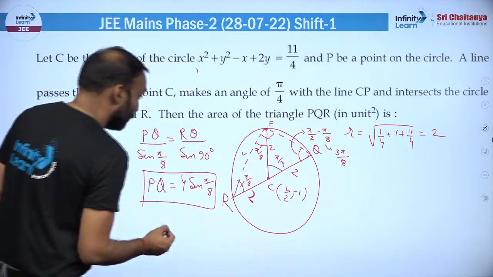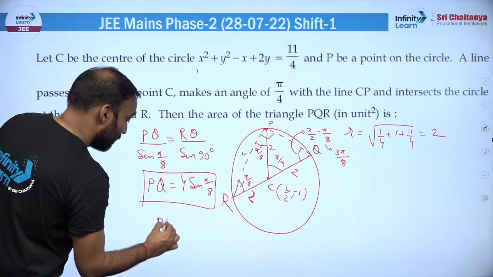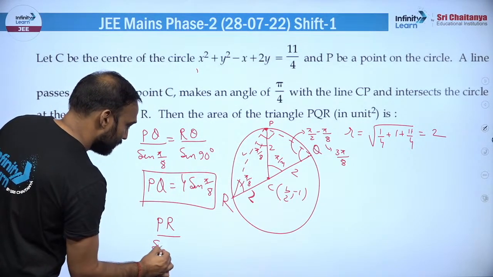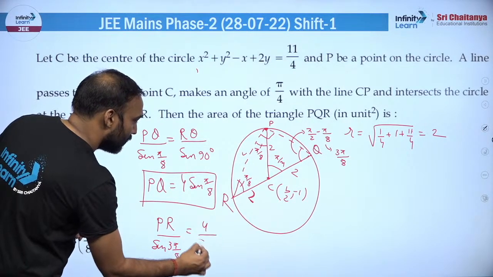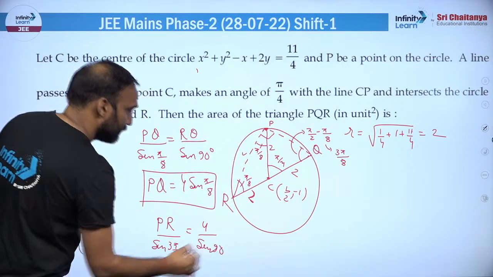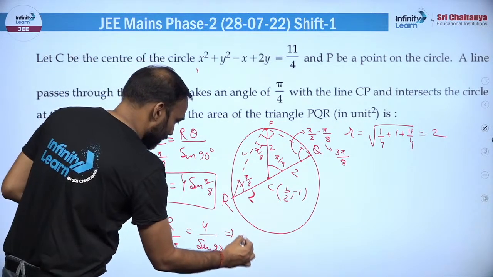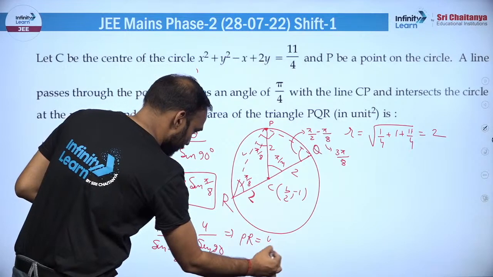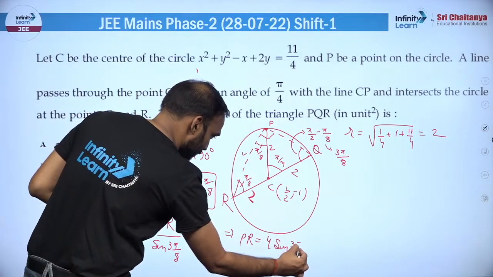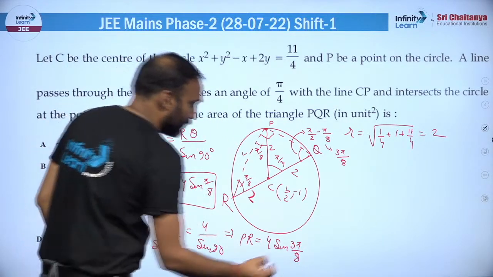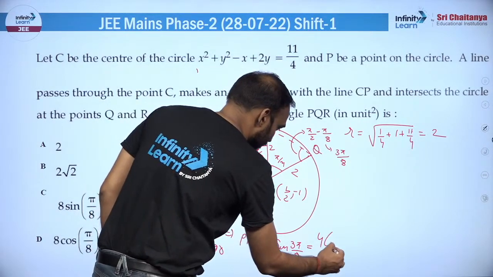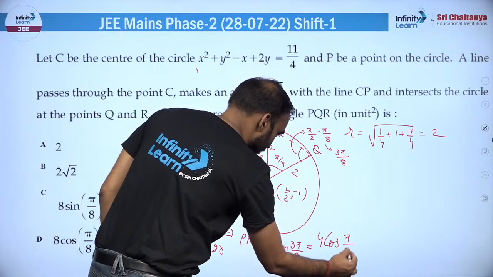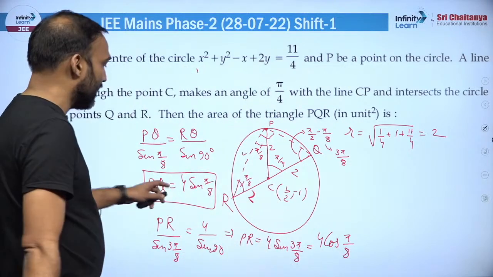So now once again I will use the sine rule, which says PR upon sine 3 pi by 8 is equal to 4 upon sine 90. So from here I'll get PR is equal to 4 sine 3 pi by 8. Now 3 pi by 8 is nothing but pi by 2 minus pi by 8. So I can write this as 4 cos pi by 8. So I got the PR, I got the PQ.